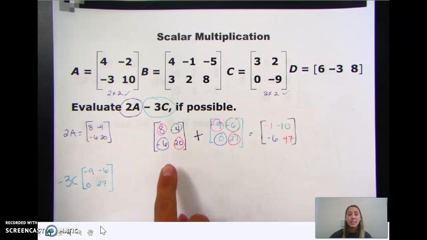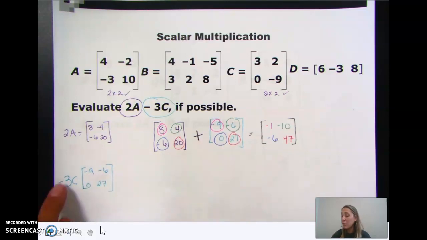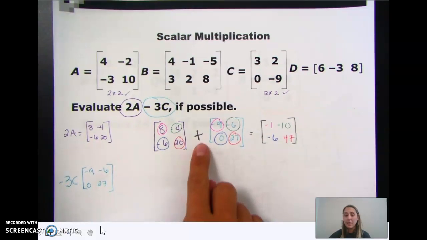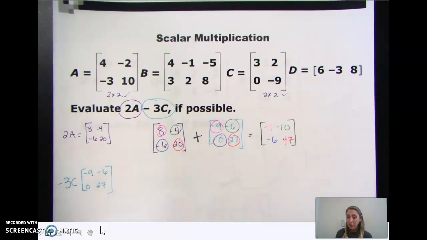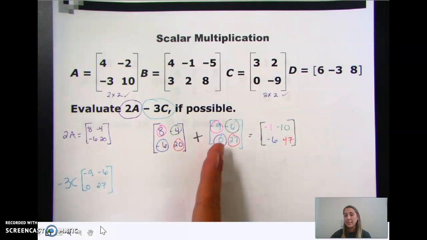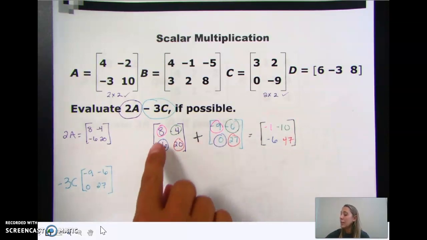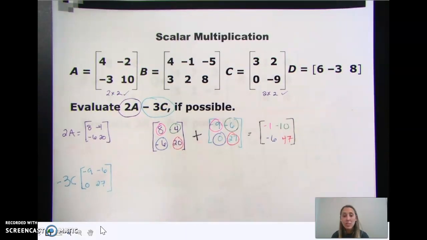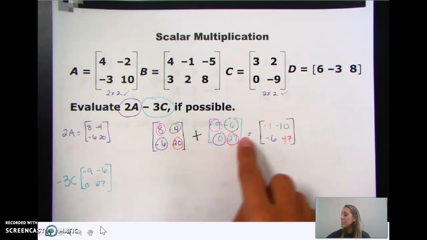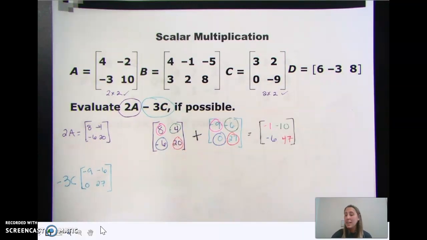Then I do addition, because now I've already distributed the negative, so I can make this addition. So that's the biggest key here, is remembering I've already distributed the negative, so now I make an addition. So now I do 8 plus negative 9, which is negative 1, negative 4 plus negative 6, which is negative 10, negative 6 plus 0, which is negative 6, and is that right? Yep. And then 20 plus 27 is 47.